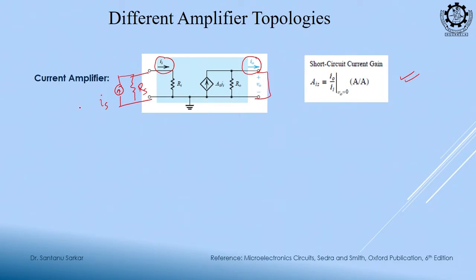But if we want to see the overall current, then what will we do? We will add a load resistance RL here, and then we will consider Io by Is. This is the overall current gain, right. So, this Ii is my internal current, I am not considering the source current.